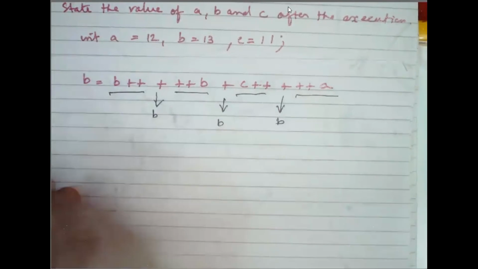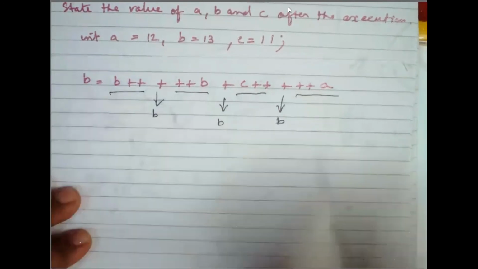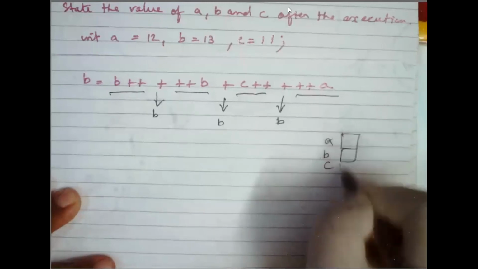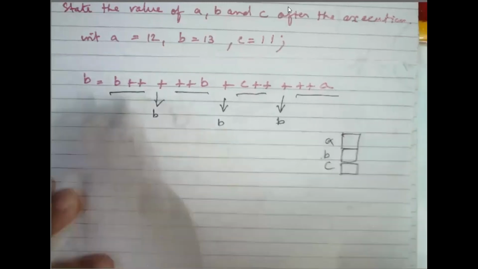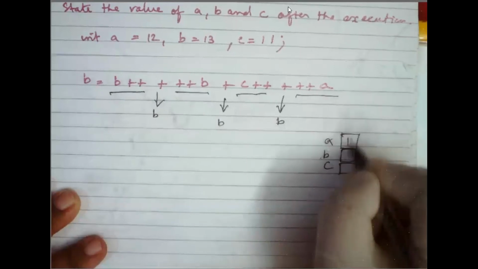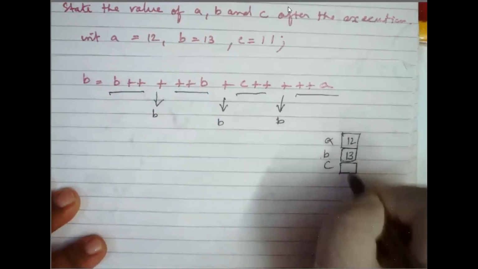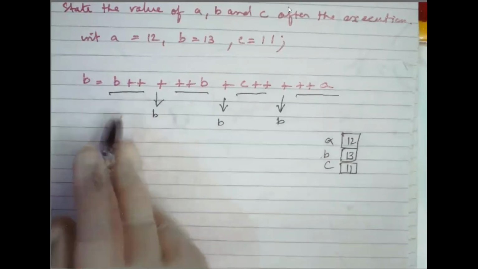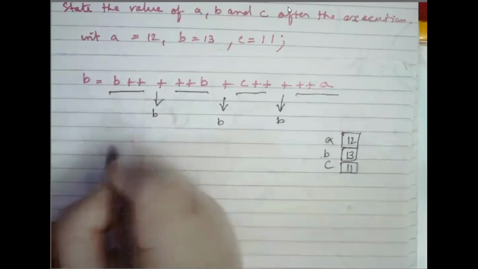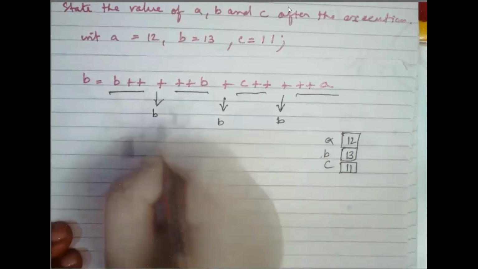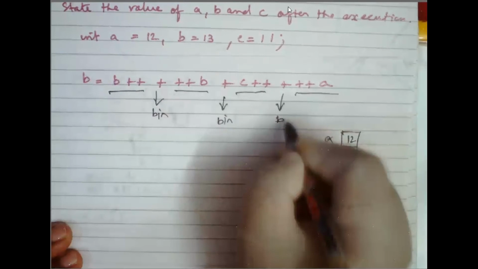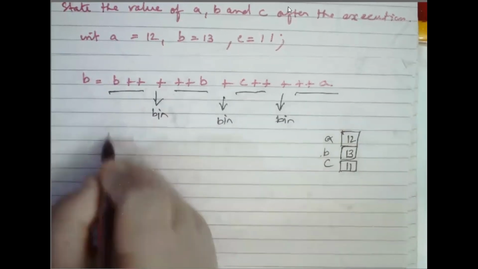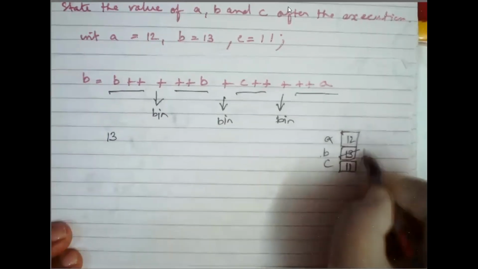I'm not writing post or pre anymore. You have to find it out. A, B, and C memory space we will write. What were the values? Now this is B's value we will be calculating in this expression. A equals 12, B equals 13, and C equals 11. B++ is a case of post increment. So first I will use my value of B. It will become 13. Then I will change it to 14.